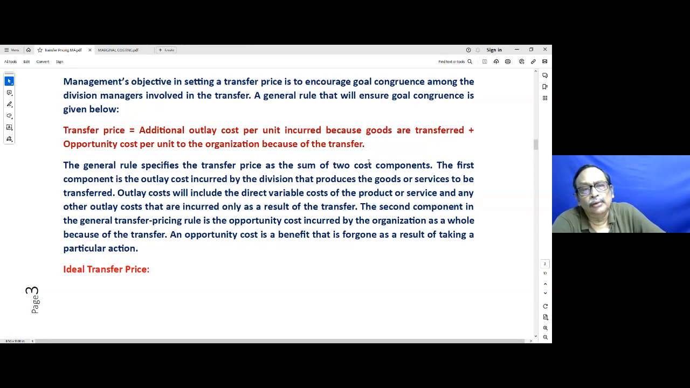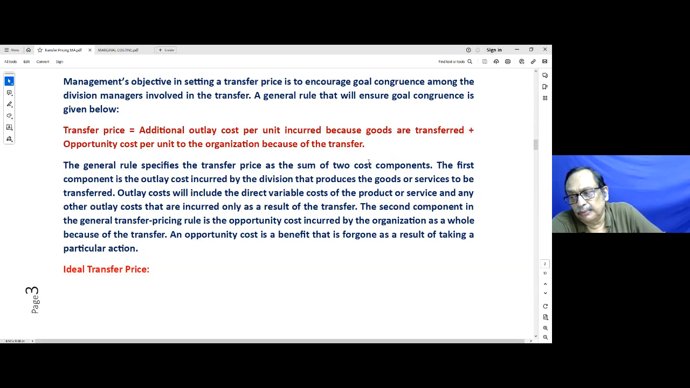So the general rule specifies the transfer price as the sum of the two cost components. The first component is the outlay cost incurred by the division that produces the goods or services to be transferred. Outlay cost will include the direct variable cost of the product or service and any other outlay costs that are incurred only as a result of the transfer.